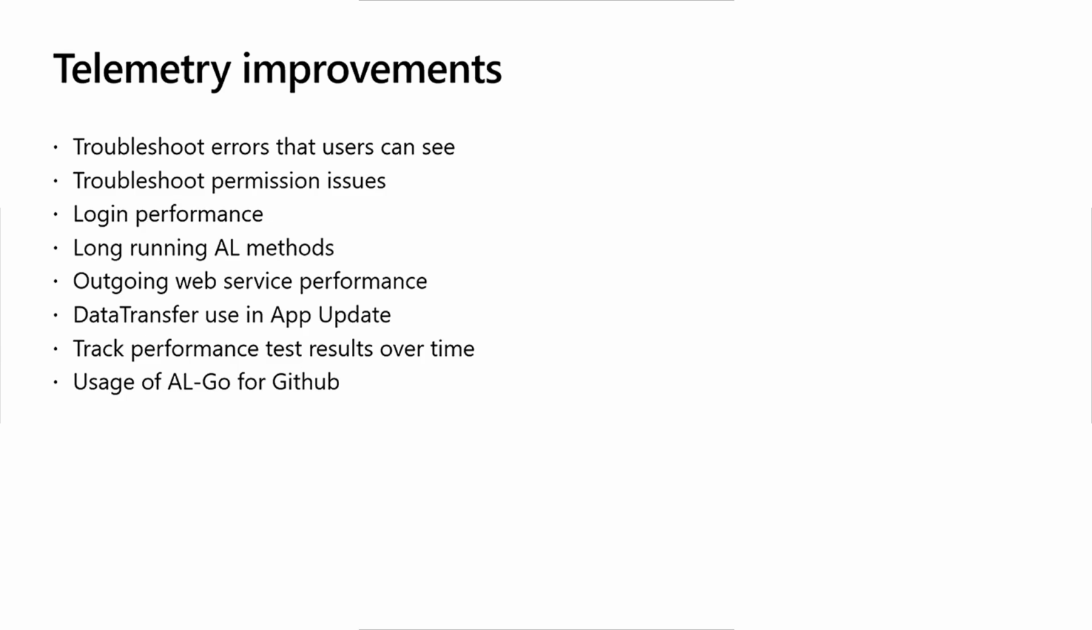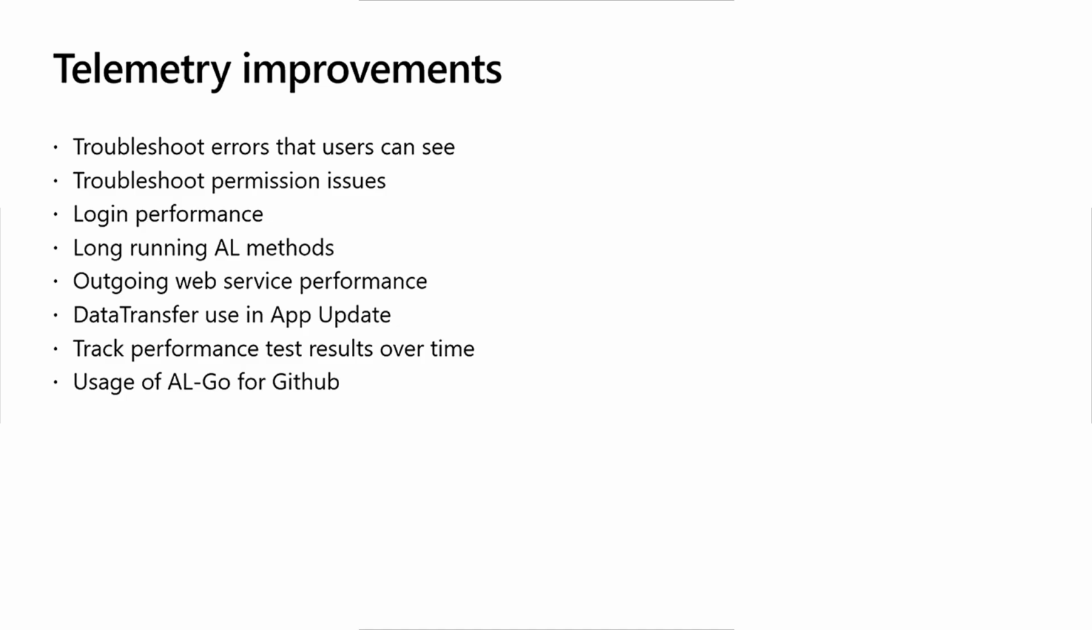So you can see, for example, if there were any long-running AL methods or any long-running SQL statements or any lock timeouts and so on. You can also see more insights on the long-running AL methods, so you can see which ones are those, how much time they're taking, and other quite relevant information. You also have telemetry on outgoing web service performance.